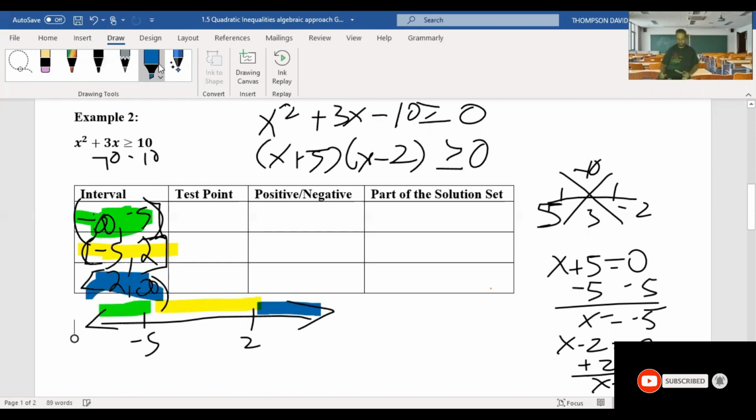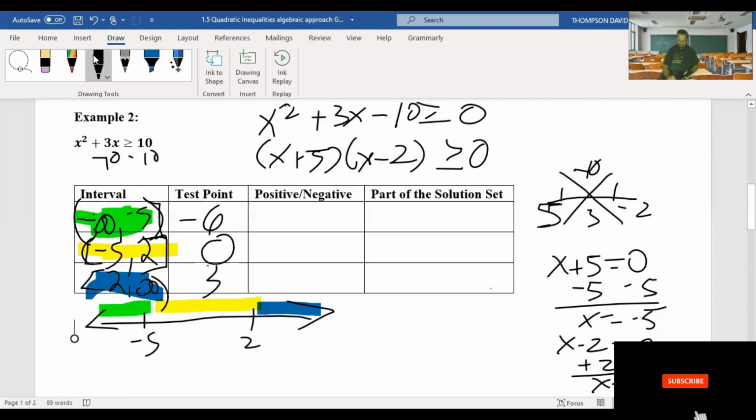So now we want a test point. Anything less than negative 5 would be in the negative infinity to negative 5 interval, so we're going to pick negative 6. Between negative 5 and 2, we can pick any number, so I'll pick the easy one, 0. And from 2 to infinity, anything bigger than 2, I'll pick 3. So all I have to do is plug in and see if it works.